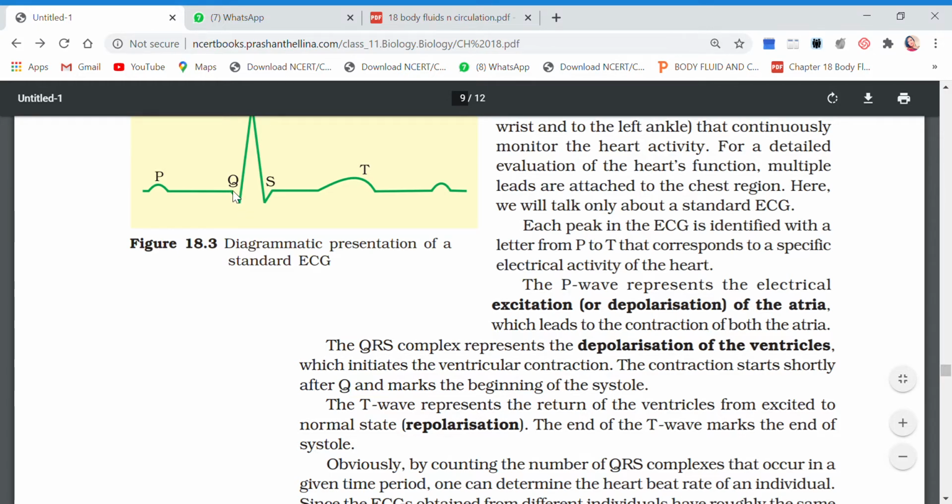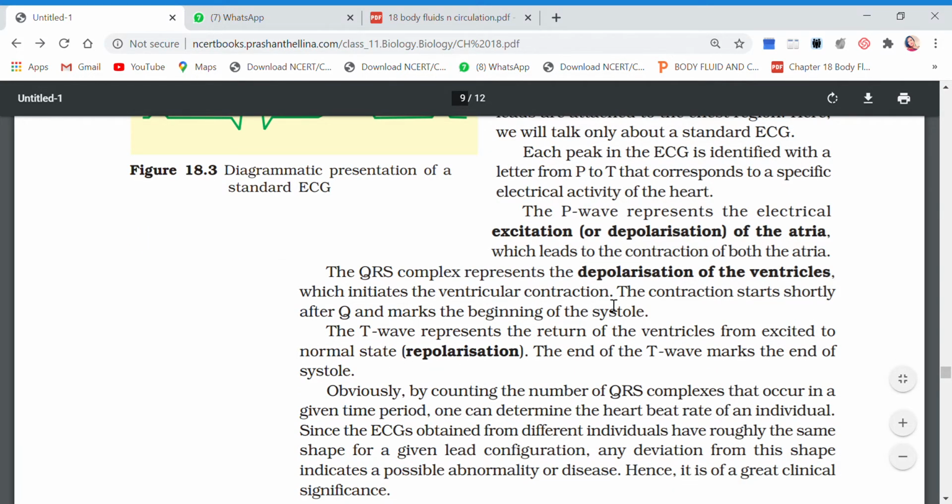We could have straight away drawn the line extending upwards from here, but what we did, we first took the line a bit towards the lower side, then we elevated it. We did this to show that contraction starts shortly after Q and marks the beginning of systole. Now you know what is systole and diastole. I will not repeat again and again.